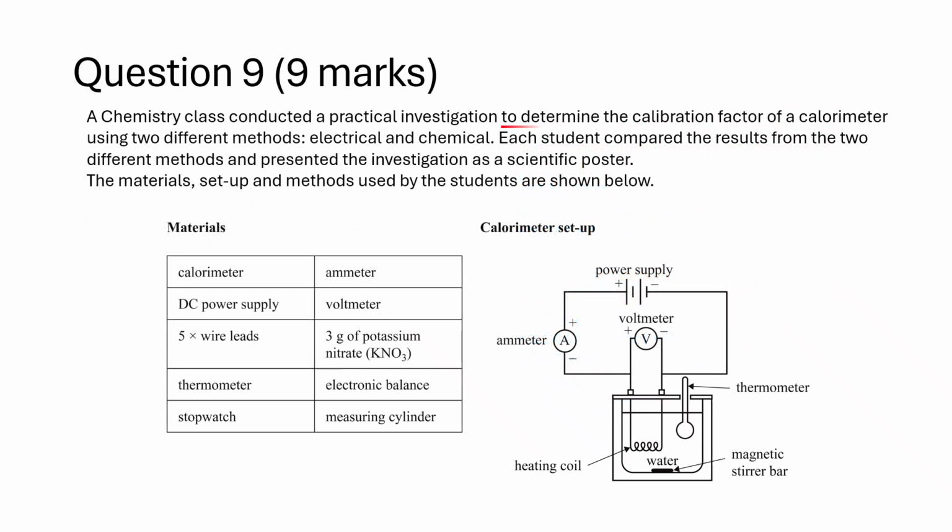A chemistry class conducted a practical investigation to determine the calibration factor of a calorimeter using two different methods, electrical and chemical. Each student compared the results from the two different methods and presented the investigation as a scientific poster.